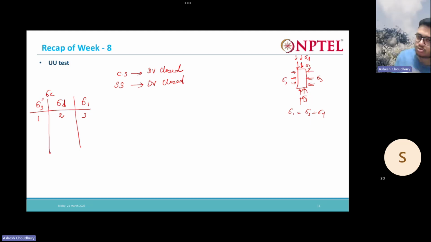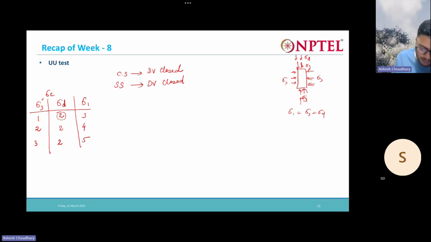Say in the first test you saw that the soil sample failed at a sigma d of 2. Now you increase the confining stress, say you make it 2. Again in the UU test the soil fails at a sigma d of 2, but now my sigma 1 is 4. Again you increase it to 3, and again the soil fails at a sigma d of 2, so sigma 1 will be 5.